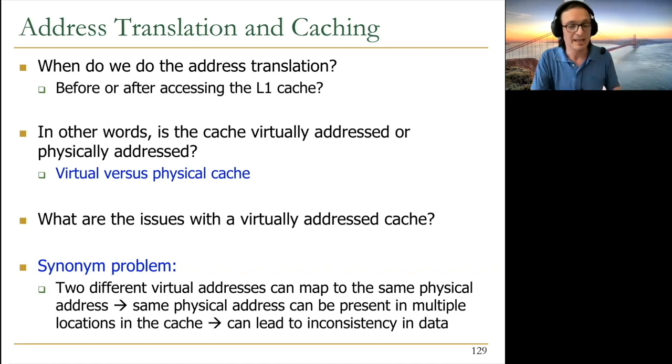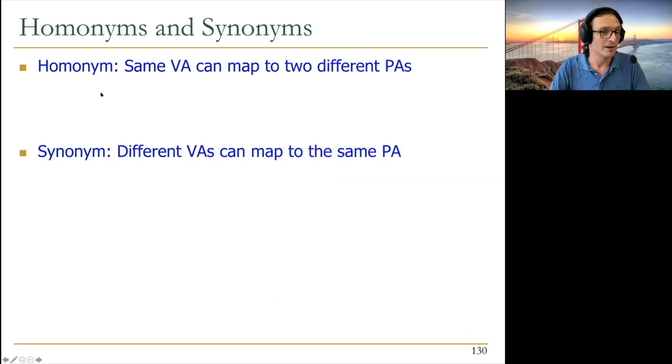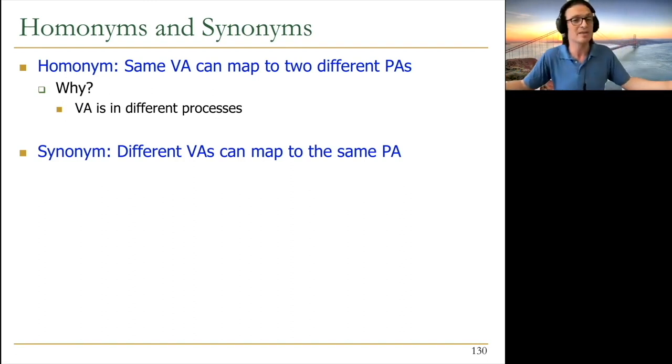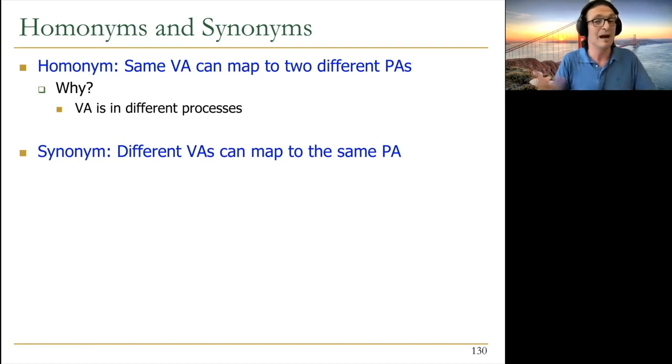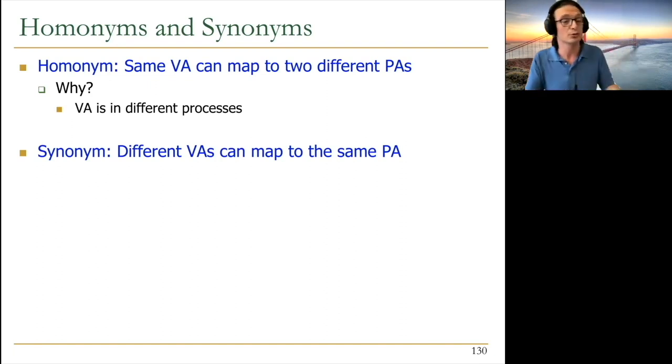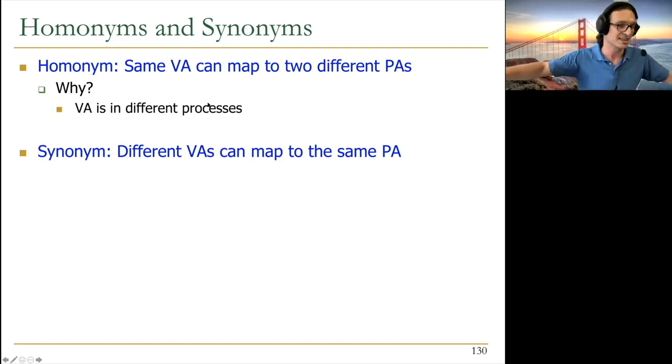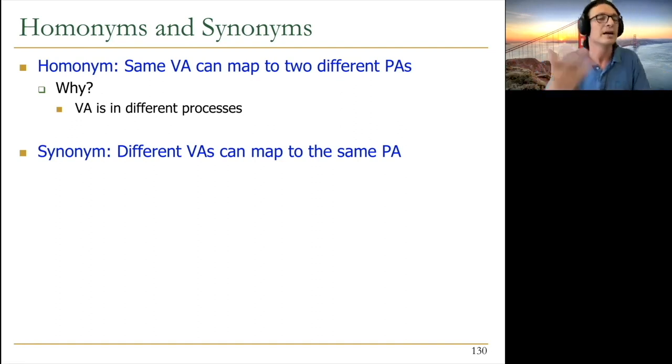There are other problems, actually. This is one problem. There's also a homonym problem, which is the fact that the same virtual address can map to two different physical addresses. Why does this happen? Because virtual addresses can be in different processes, right? Different processes have the same virtual address space to each of them, and the same virtual address can be mapped to different physical addresses. And this becomes a problem when you're managing the cache if it's completely virtual. So usually the solution to fix the homonym problem is to introduce address space IDs to distinguish between different processes and address spaces. This is easier to solve at hardware cost.